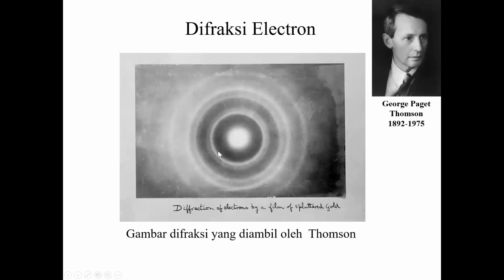So this is the picture of diffraction of an electron on gold. This is the main bright, the central maxima, then dark, maxima, dark. This is like interference diffraction.